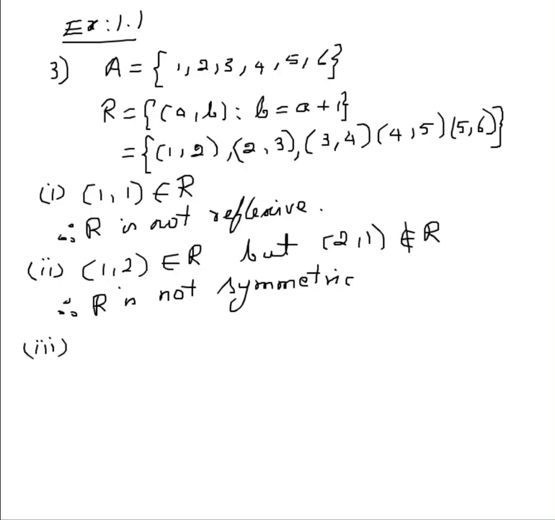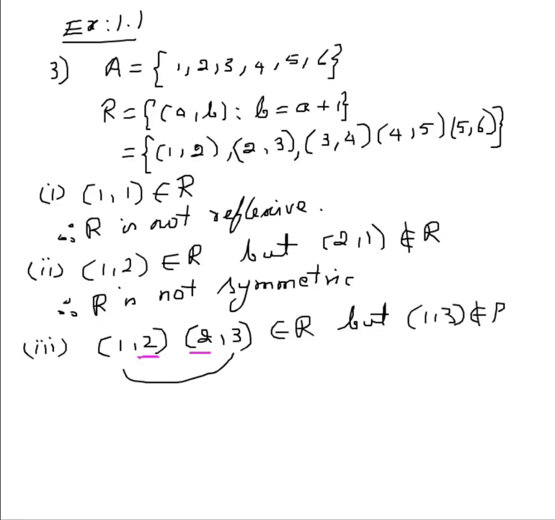Now the third one, let us check whether it is transitive or not. I am taking (1, 2) and (2, 3). Remember, for transitive relation, you have to take two elements in such a way that there is a common element, (A, B), (B, C) form. They belong to R, but check for (1, 3). (1, 3) doesn't belong to R. Therefore, we can conclude that R is not transitive.